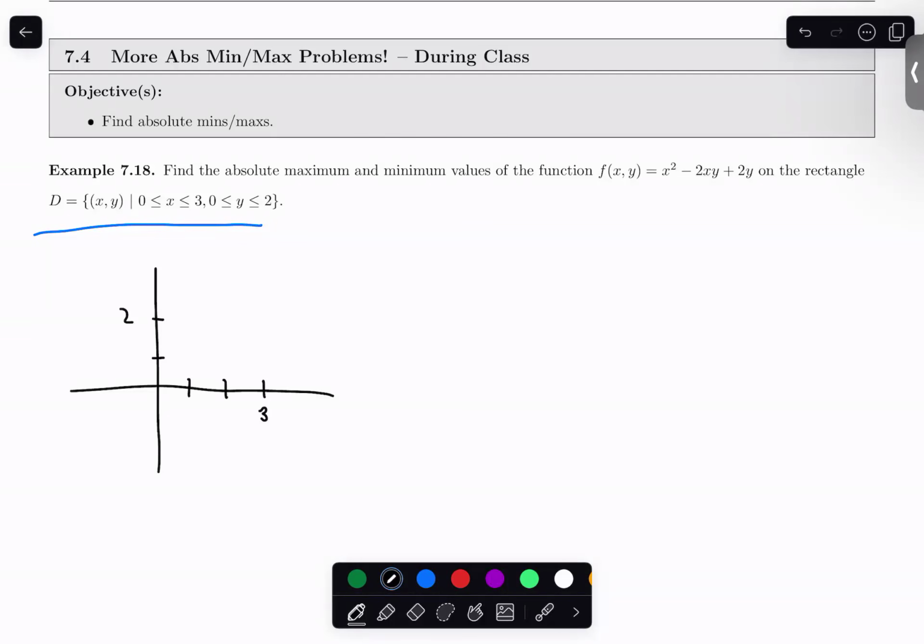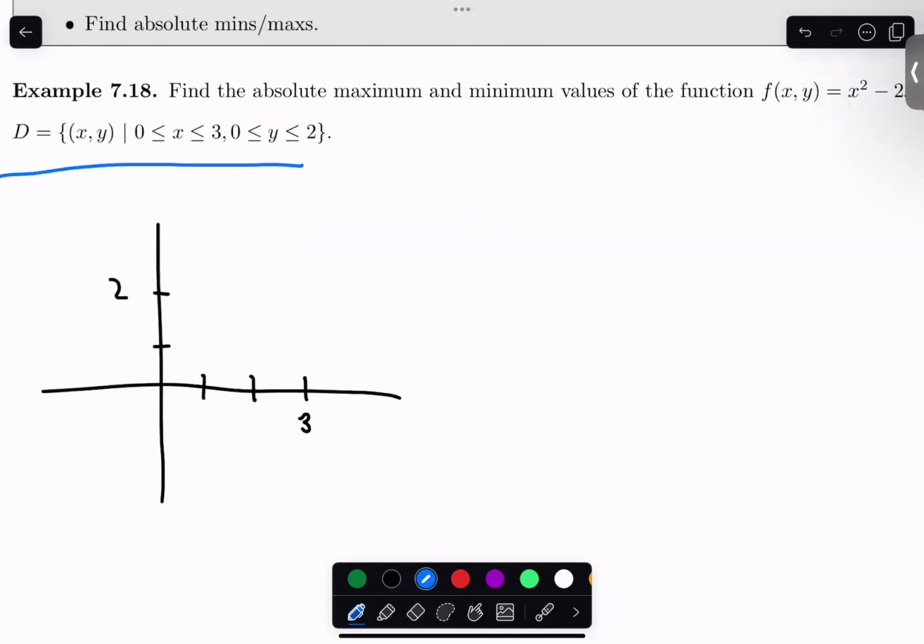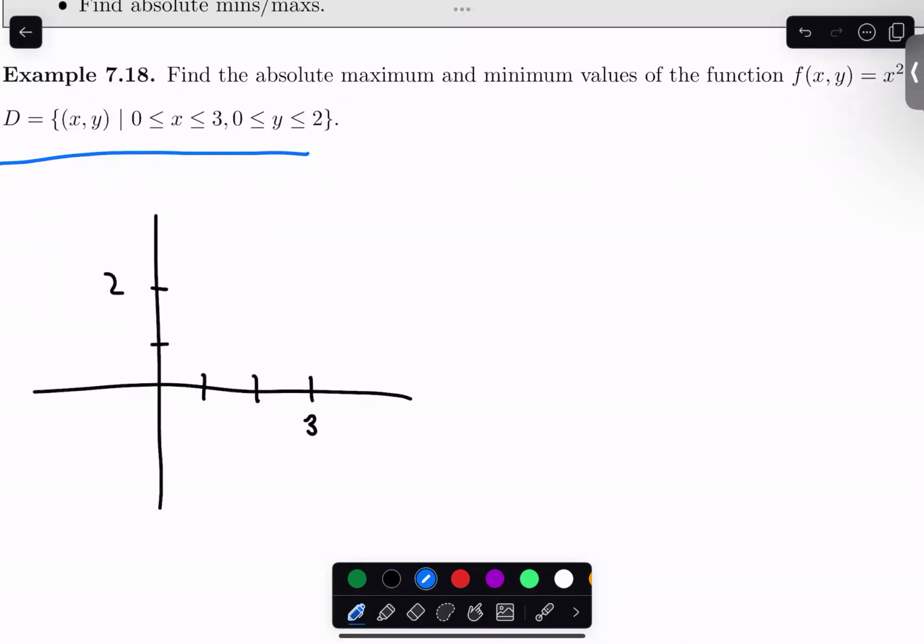And there are lots of these less than or equal to signs, so we are including our boundary. We can go all the way down to x equal to 0, all the way up to x equal to 3, and I'm staying within y should be no more than 2 and no less than 0. So this right here is my region D.